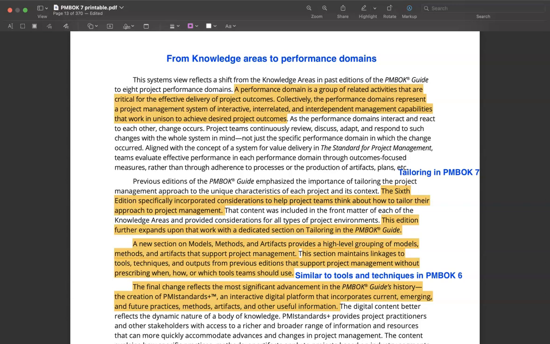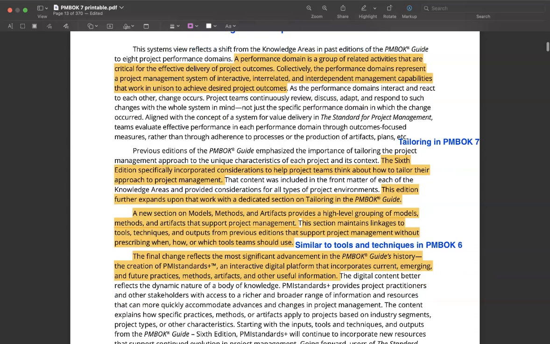They have actually reduced the amount of content that's there in this book. They have definitely made it more concise. But having said that, they do give you a good overview of the different elements that would go into each of the performance domains, for instance.